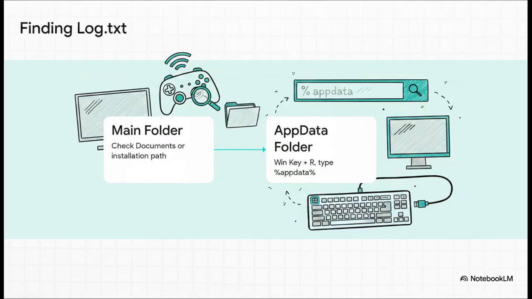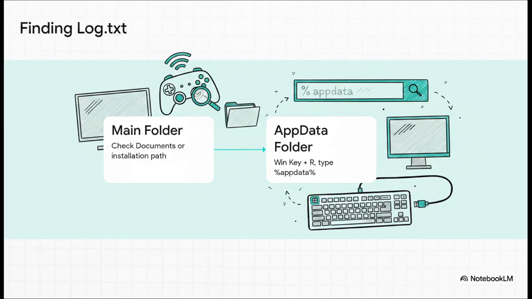Now, where is this master key? Well, you look in one of two places, depending entirely on how you initially set the program up. If you went with a portable setup, that log.txt file is going to be sitting right there in your main folder, maybe in your documents or wherever you extracted it.